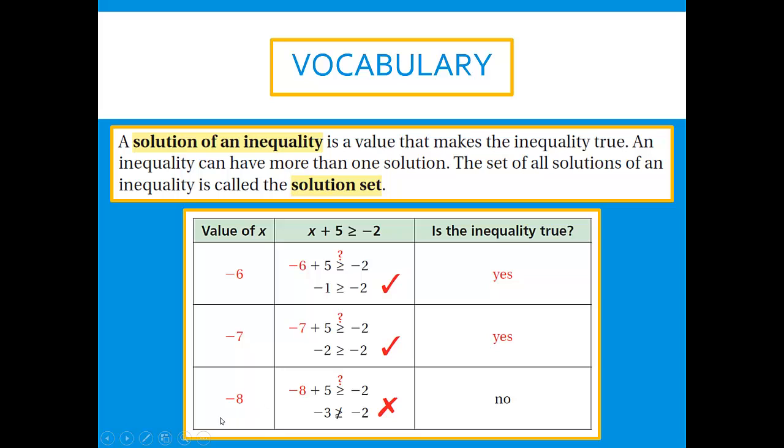And now we'll try -8. -8 plus 5 is greater than or equal to -2. -8 plus 5 is -3. But -3 is not greater than or equal to -2. -3 is less than -2. So this would not be a solution to our inequality. So it would be no.